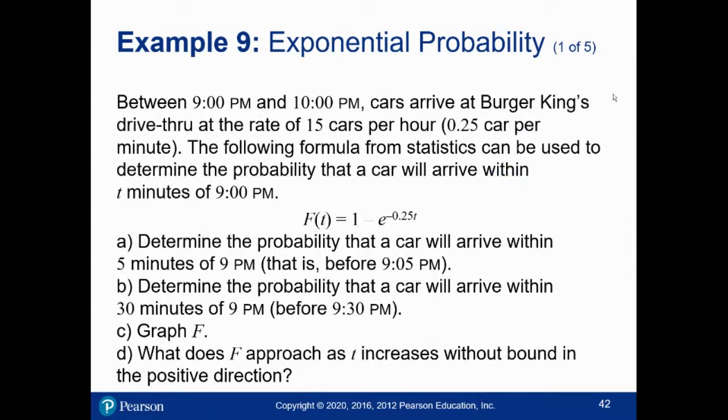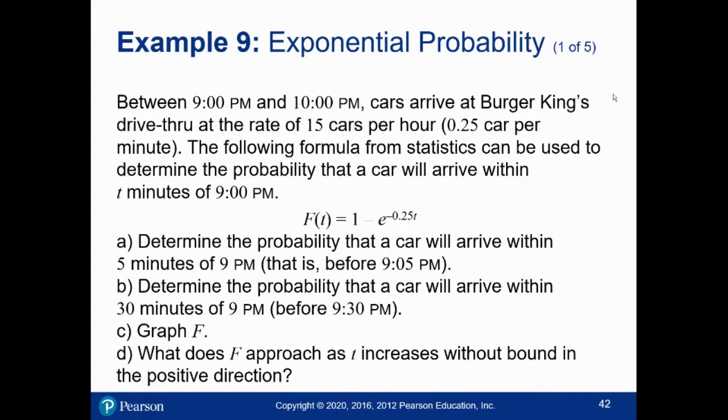Okay, so here's the final example. It's a word problem. Between 9 and 10 p.m., cars arrive at Burger King's. I wonder if they got product placement money for that. I hope not, but I wouldn't put it past them. Anyway, cars arrive at BK's drive-thru at the rate of 15 cars per hour.